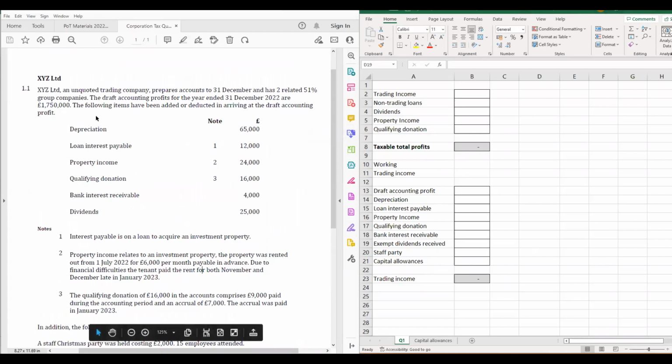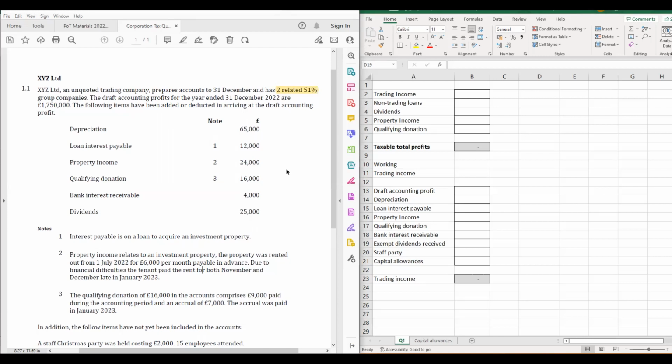So what we get told is XYZ Limited is an unquoted trading company, and it prepares accounts to the 31st December and has 2 related 51% group companies. So this first sentence, that related group companies, isn't wholly relevant for this first part of the question. When we move on to that second part of the question, it's going to become a lot more applicable. That's probably the only form of overlap between the two parts of these corporation tax scenario questions.